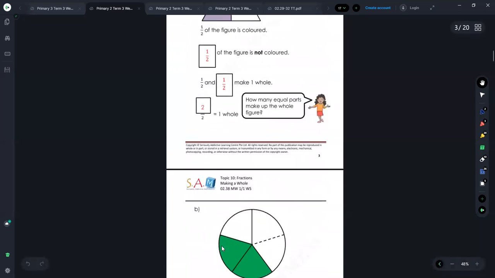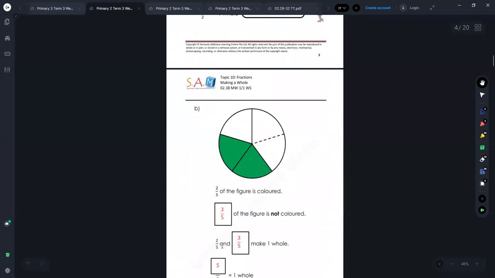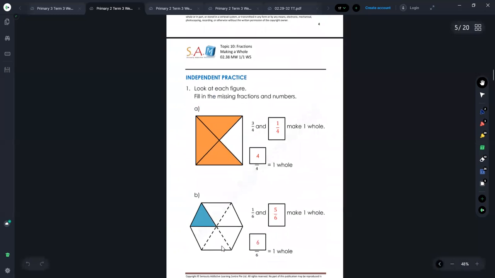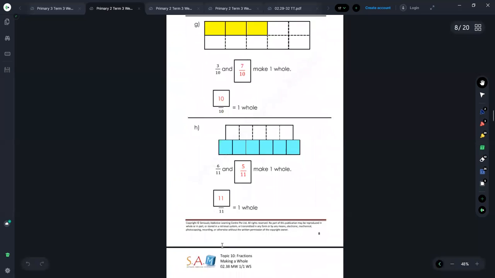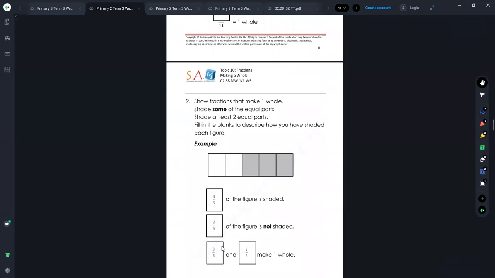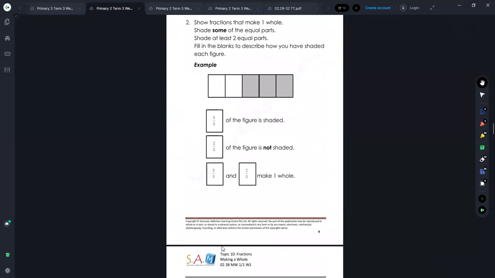And then get them to do the guided practice. Okay, how many parts make a whole? So this is actually quite easy. And then I would say skip perhaps onto page 9.